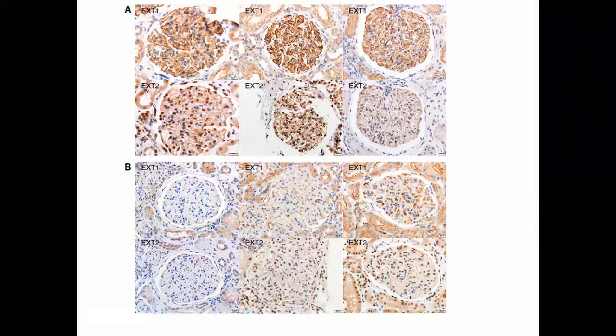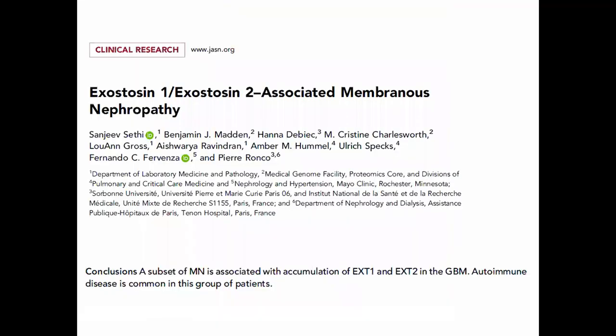So heparan sulfate, exostosin 1 and 2 proteins, they are involved in heparan sulfate formation. So it is suggested that if there is exostosin 1 and 2 staining in the glomerular capillary loop, it is more likely a membranous associated with autoimmune disease. Okay. So in his paper, he suggested that a subset of membranous is associated with accumulation of exostosin 1 and 2 in the GBM. So autoimmune disease is the most common in this group of patients.